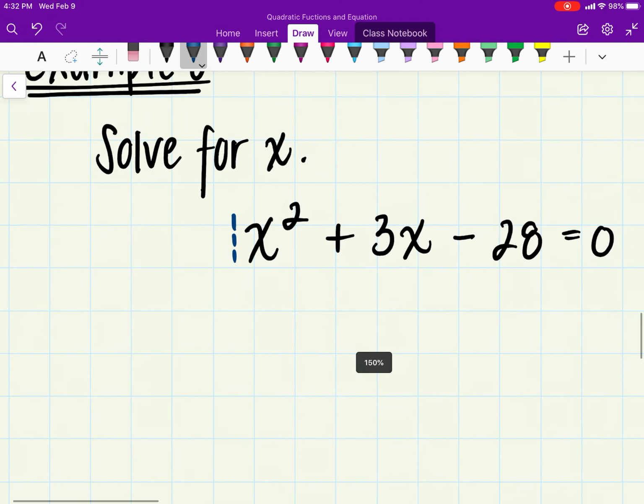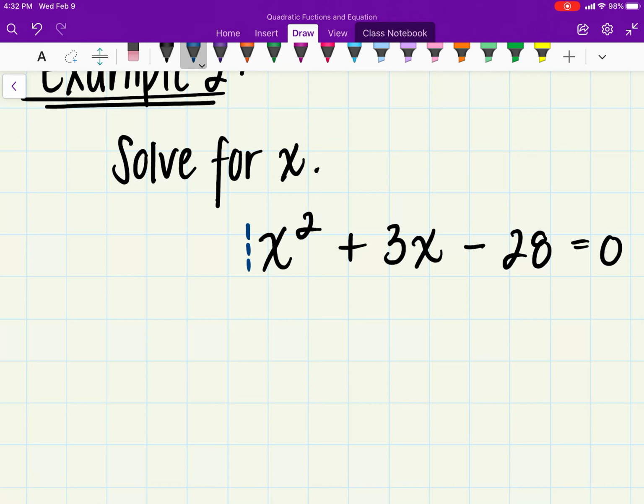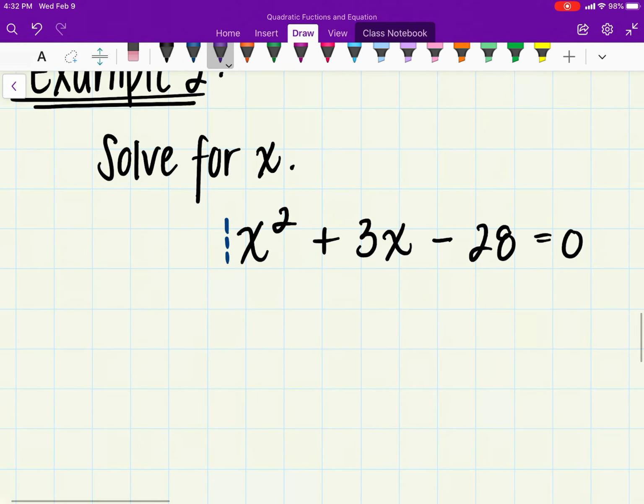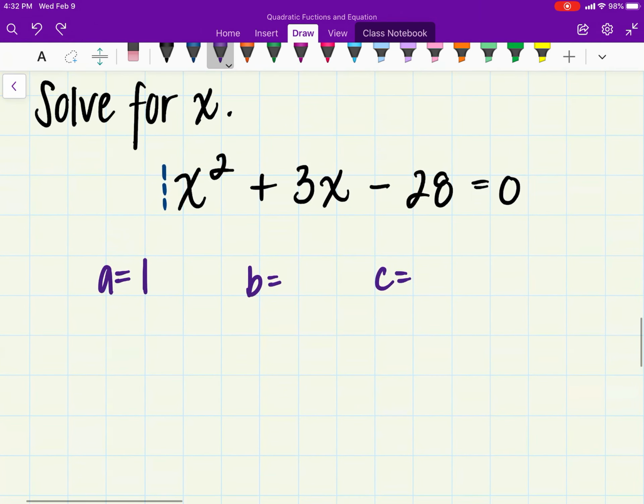Now, since we don't have a GCF, we do want to move on to identifying our a, b, and c values. A in this case, once again, represents the number in front of the x squared, so that's going to be a 1. B in this case represents the number in front of the x, which is the 3. And c in this case represents the constant, the number that's by itself, negative 28.